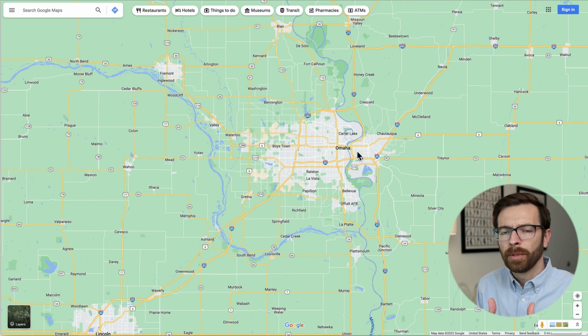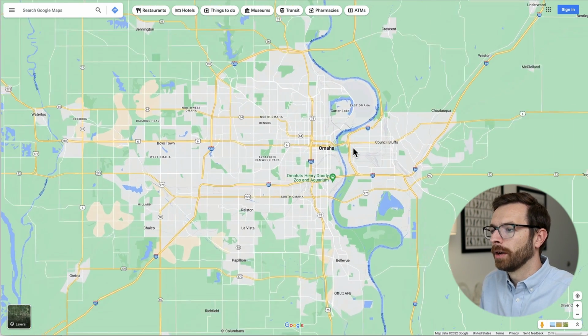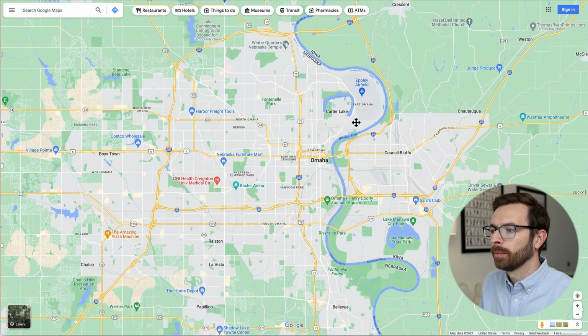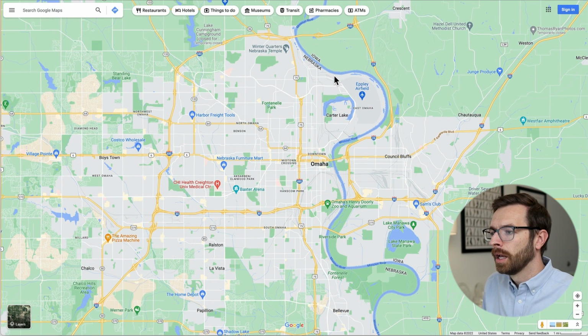Let's talk about some of the landmarks and maybe attractions that you might have heard about in Omaha. So when you're kind of moving to a new city or visiting, the one main thing you want to know about is kind of where is the airport. So the airport is going to be right here. It is kind of to the northeast of downtown Omaha.